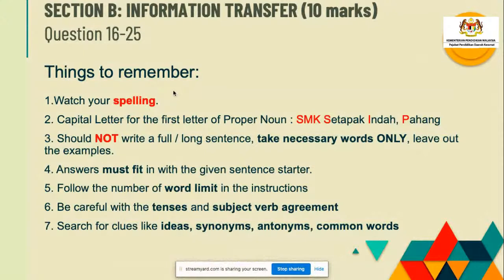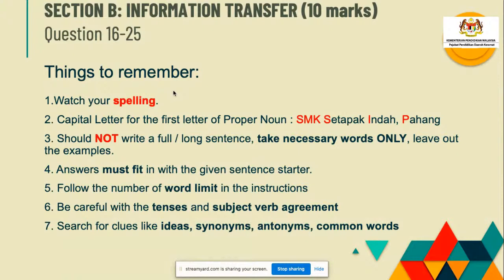Okay, alright, number four. Your answers must fit in the given sentence starter. Okay, if you notice, there are many types of questions style for this section. Okay, it can be a graphic organizer, it can be a blog, it can be a paragraph, it can be anything, right? But let's say you are given a blog. So it is in a form of a paragraph, right? So the answer that you are giving should fit the sentence after that, the sentence. Okay, sometimes even the sentence starter pun kena sesuai dengan apa yang you nak jawab. So your answers must fit in with the given sentence starter.